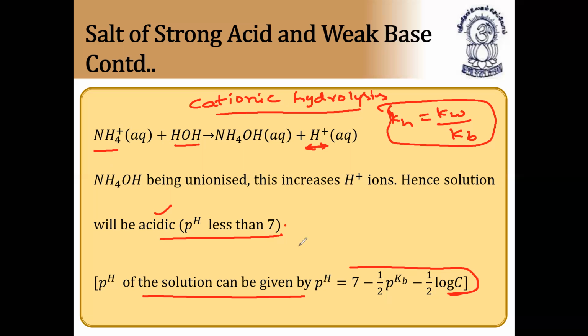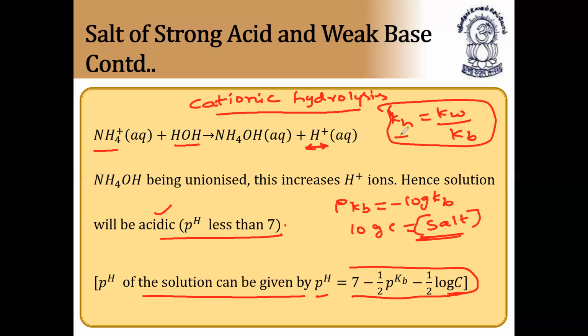And to find the pH for this salt solution, we have to use the formula 7 minus half into pKb, minus half log C. How will you calculate pKb? pKb is equal to minus log Kb. For Kb, if you apply the logarithm with a minus sign, you'll get pKb. And C is the concentration of the salt, which will also be given to you. So if they ask for pH, we have to find it like this, and if they ask for Kh, we have to find it like this. So we'll get only three types of questions from this. For question number 1, please listen carefully.